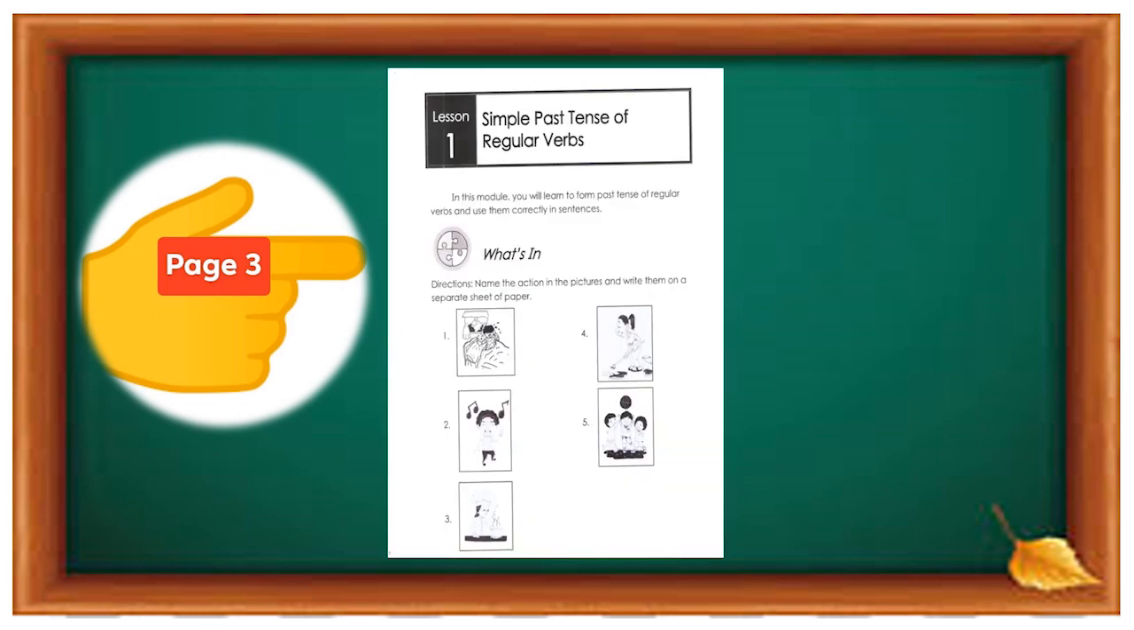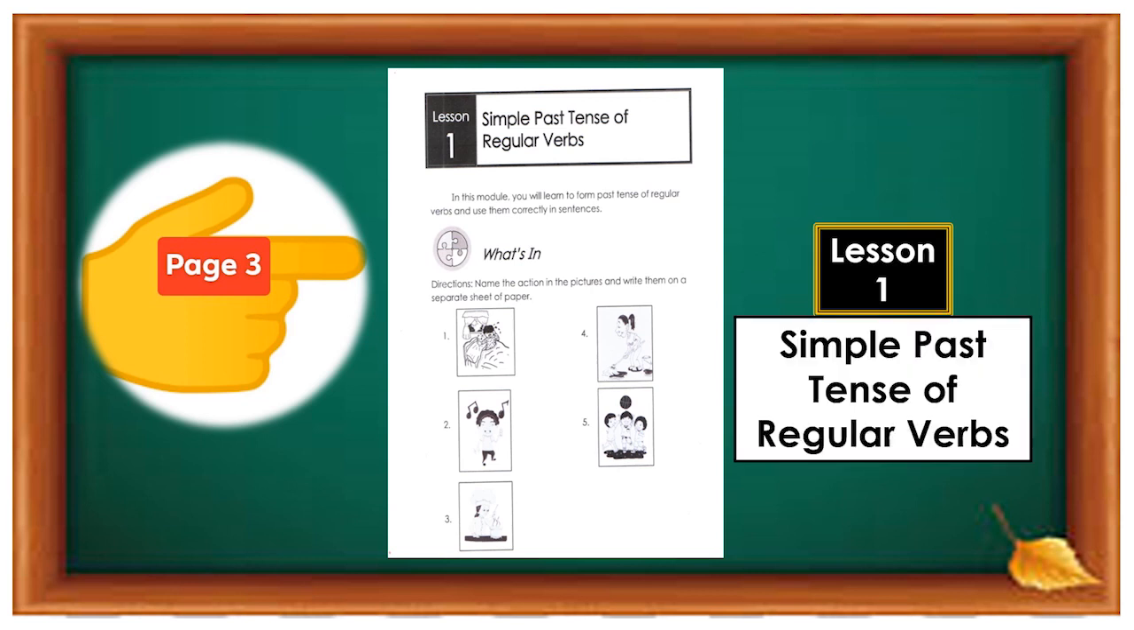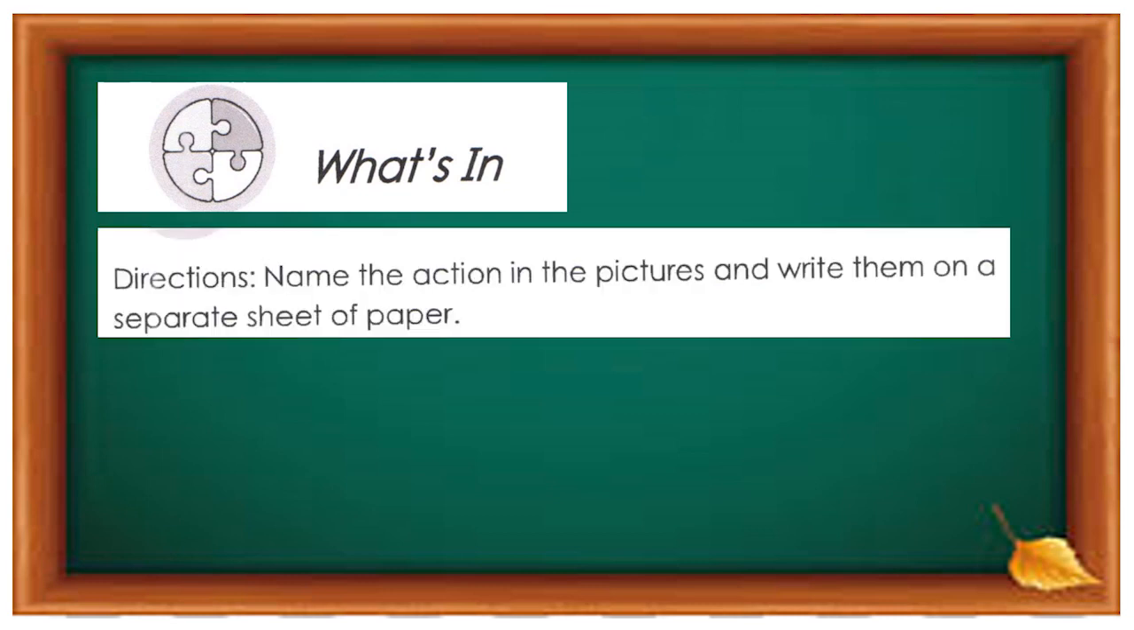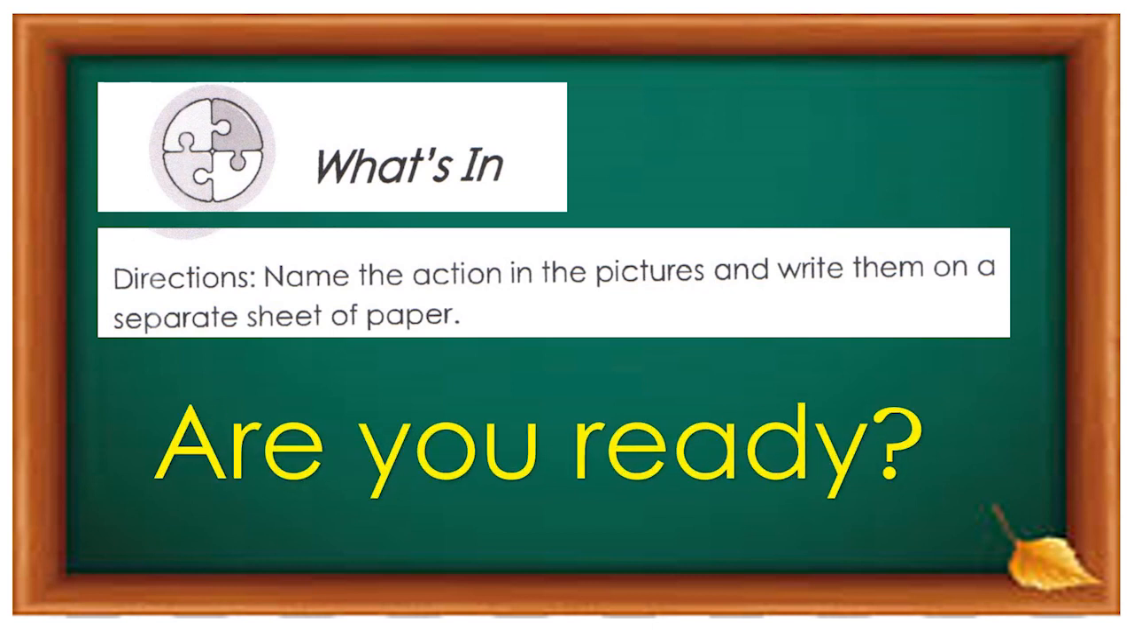This time, let's proceed to page 3 of your module. Lesson 1. Simple past tense of regular verbs. Again, in this lesson, you will learn to form the past tense of regular verbs and use them correctly in sentences. On page 3, find the What's In icon. Let us have an activity. In this activity, you are going to name the action in the pictures and write them on a separate sheet of paper. Again, name and write the action you see or hear on a separate sheet of paper. Are you ready? Okay, let us start.